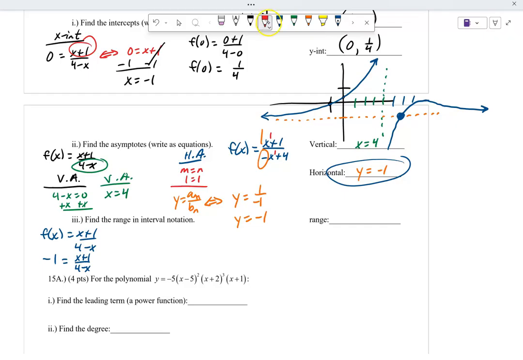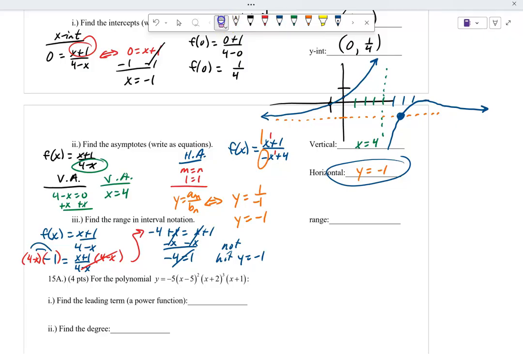Well, what I'm going to do is multiply both sides by this 4 minus x. Get that on the top, 4 minus x, and multiply it by that negative 1. So then what we have here is 4 minus x times negative 1, so negative 4 plus x equals x plus 1. And if you notice, when I solve for x and get all my x's on one side, oh, they're gone. I have negative 4 equaling 1. Does negative 4 equal 1? No, it doesn't. That's false. So you are not going to hit a y value of negative 1. You're never going to hit that horizontal asymptote, right?